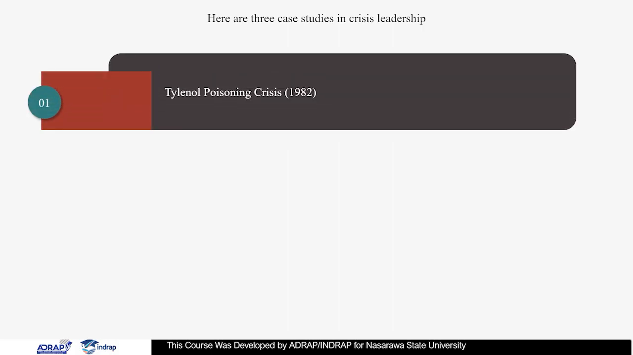Tylenol poisoning crisis, 1982. In 1982, tampering with Tylenol products in Chicago led to 7 deaths. Johnson & Johnson, the manufacturer, acted promptly by recalling all Tylenol items and collaborating with law enforcement to locate the source of contamination. The company's CEO, James Burke, took a hands-on approach by communicating transparently with the public and assuring responsibility for the company's actions. Burke's leadership during the crisis serves as a model of effective crisis management.